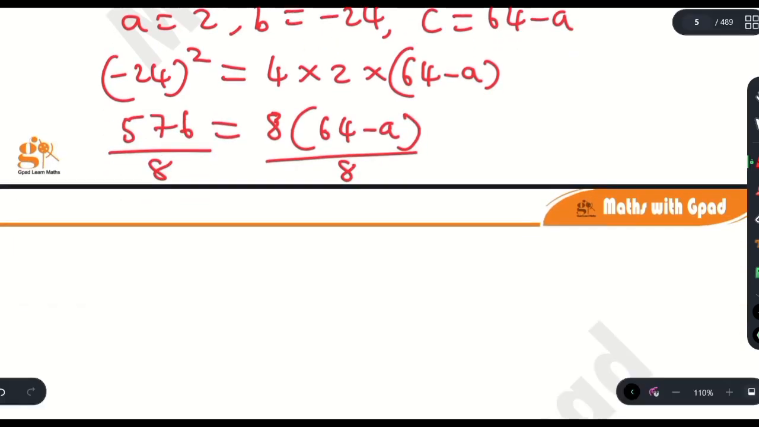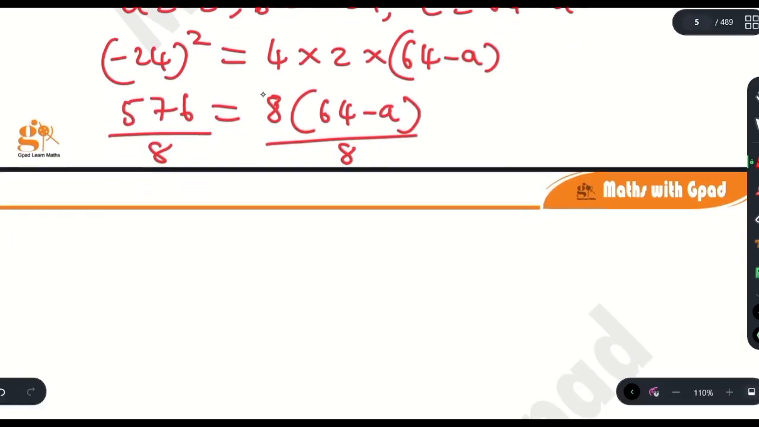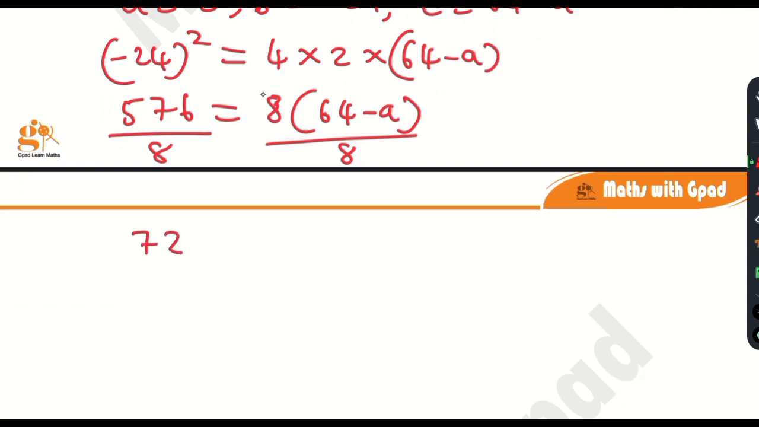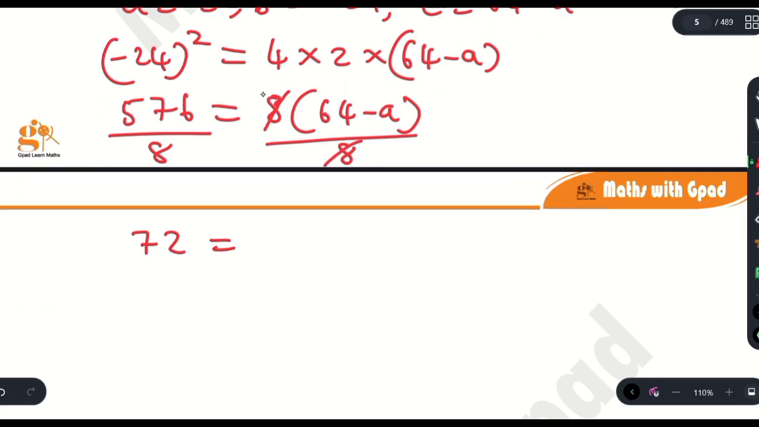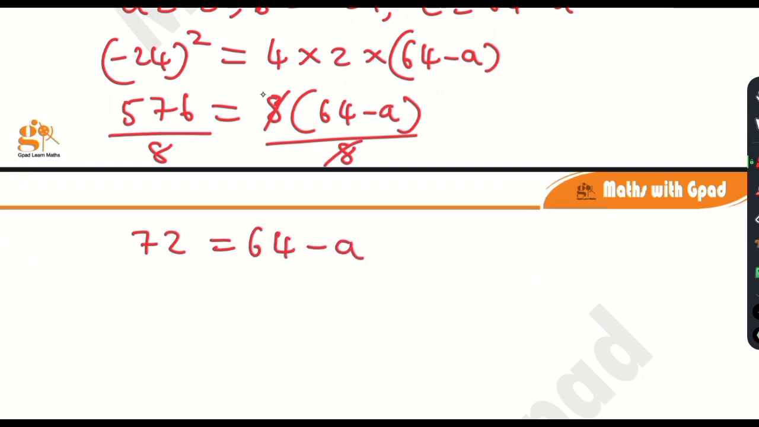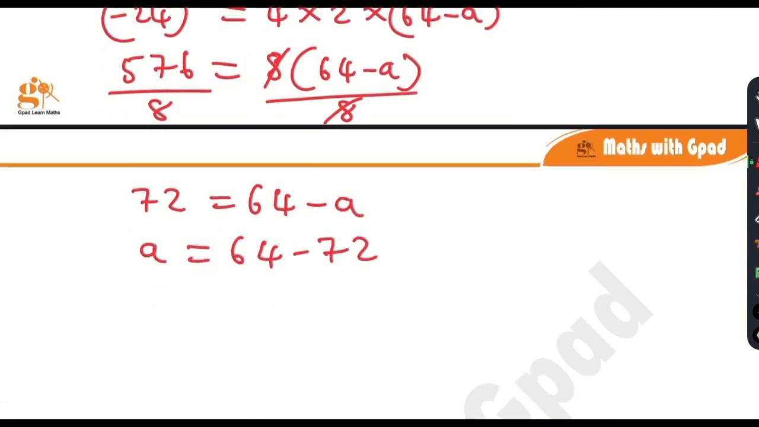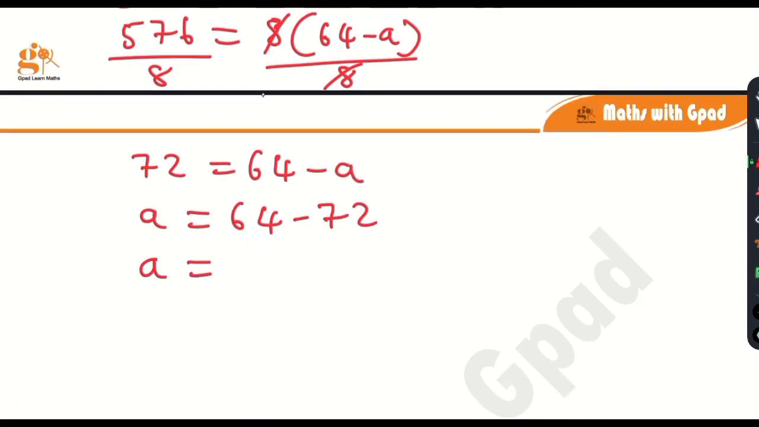If you divide 576 by 8, you are going to get 72. Then 8 cancels 8, so you have 64 minus a. Now let's transpose negative a to the left hand side. You're going to have a, and when you transpose 72 to the right hand side, you have minus 72. So a is equal to what now? A is equal to minus 8. 64 minus 72 is minus 8. Now we have gotten the value of a.